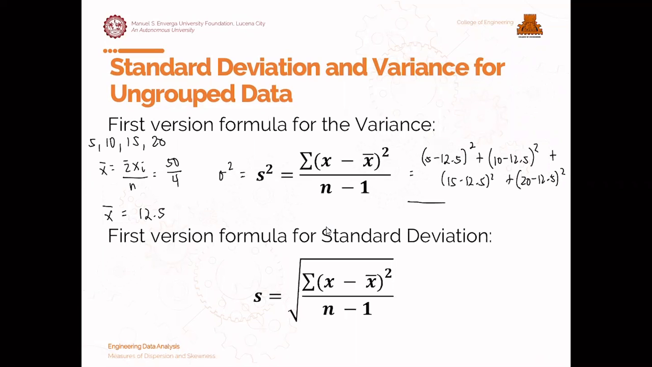Then, dividing all that by n minus 1. So for this case, 4 minus 1. And once we get the answer, that is our variance, or s squared of the problem. So when we calculate, what do we get? 5 minus 12.5 squared plus 10 minus 12.5 squared plus 15 minus 12.5 squared plus 20 minus 12.5 squared. Okay, so we have 125 over 3. So we have 41.67 as our variance. Okay?